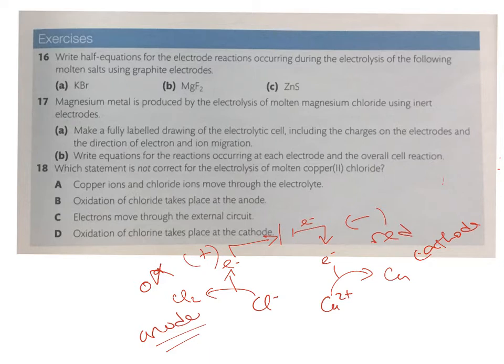Copper ions and chloride ions move through the electrolyte. Absolutely, ions are always moving through the electrolyte. That makes sense. Oxidation of the chloride ion takes place at the anode. Oxidation always happens at the anode, but what about chloride? Is that happening? Yes, the chloride ion is being oxidized, so that's legit. Electrons move through the external circuit. Absolutely. And then lastly, oxidation of chlorine takes place at the cathode. Well, no, it doesn't. First of all, oxidation never happens at the cathode, and here copper is doing its stuff at the cathode. So D would be the one that does not fit.